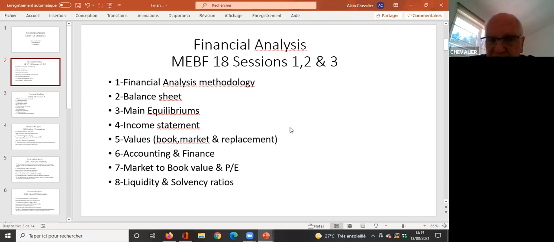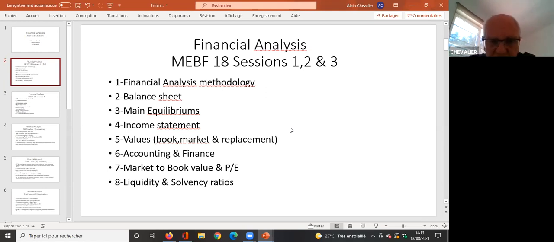The second point was on balance sheet, how to move from different presentations of balance sheet to some kind of standard presentation which allows calculation. Third, it was on the main equilibriums: net working capital, operating working capital, cash management, as we said here. Then the static analysis, the dynamic analysis, and a few ratios.